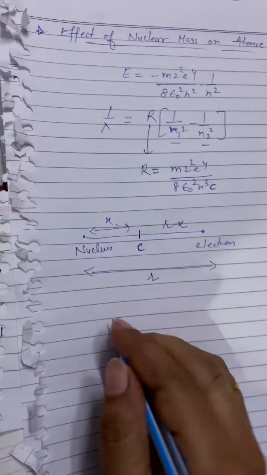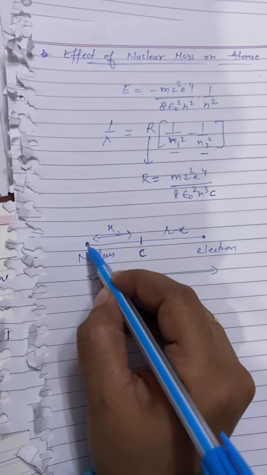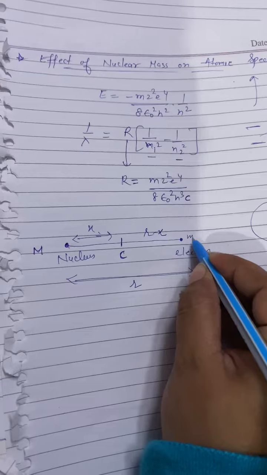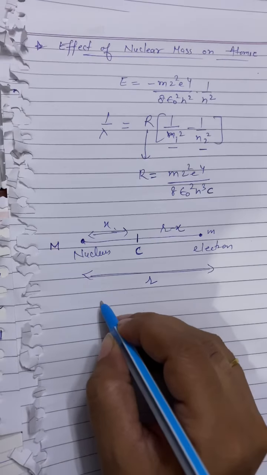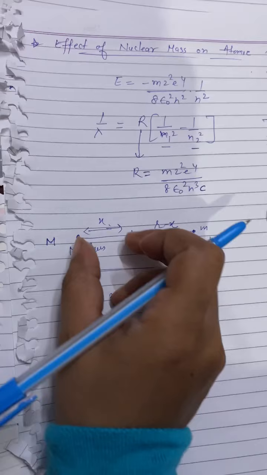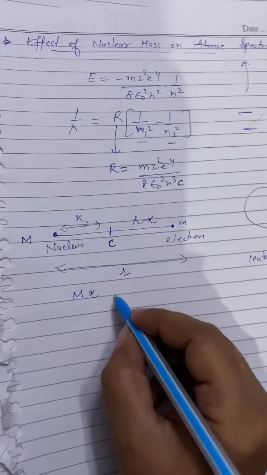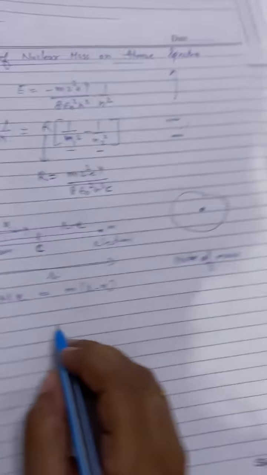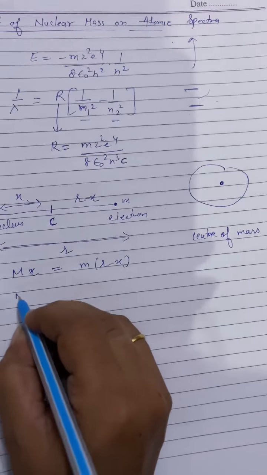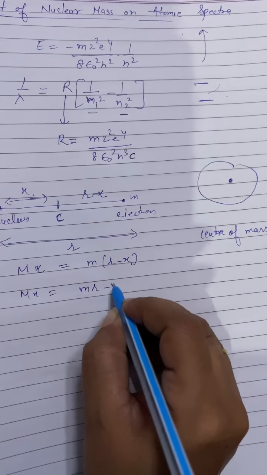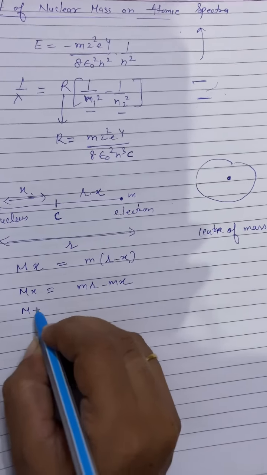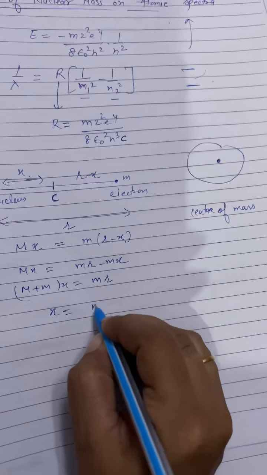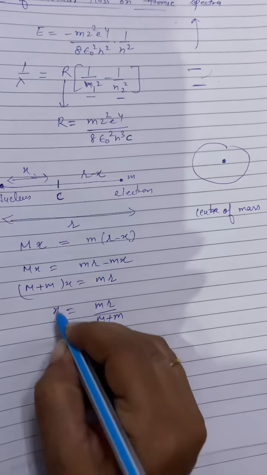For the equilibrium condition, mass of the nucleus is assumed as capital M and electron is small m. So for the equilibrium condition, we can write M into x, that is the distance of this nucleus from the center of mass, is equal to small m into r minus x. Solving this equation, Mx is equal to mr minus mx, M plus m into x is equal to mr. So x will be mr divided by M plus small m.